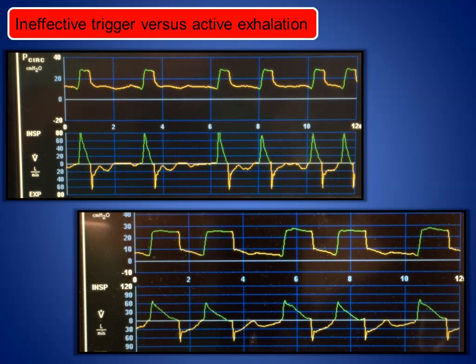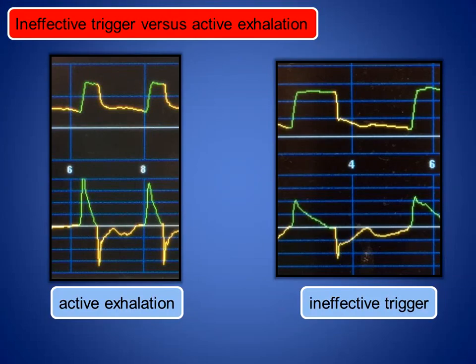Here's where I want to make a real distinction between two different things that are going on. The first is an ineffective trigger, and the second is an active exhalation. Up at the top here, I have what would be an active exhalation. Down at the bottom, I have what would be an ineffective trigger. From your eyeballs, just looking at them, you would say they look pretty much the same, and quite often, in my experience, they are both diagnosed as ineffective trigger. However, what I want to show you is a real distinction between the two of them.